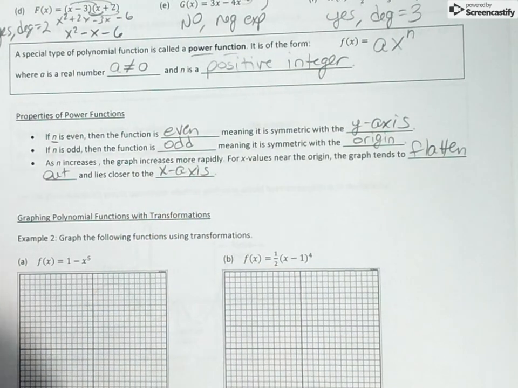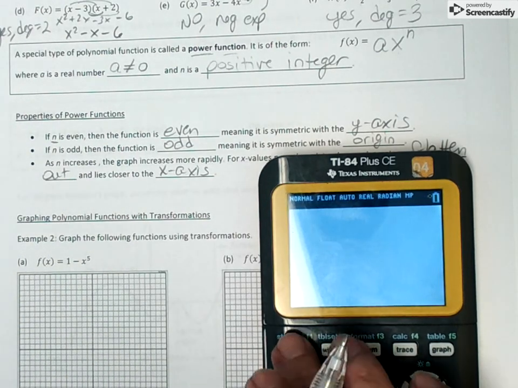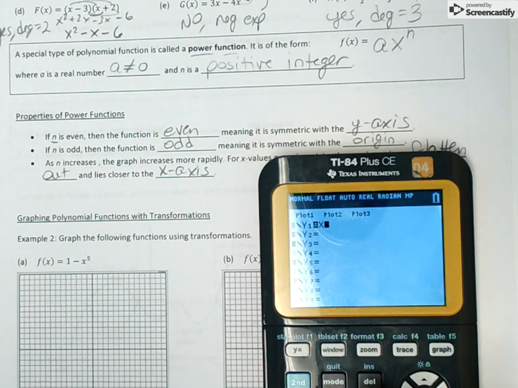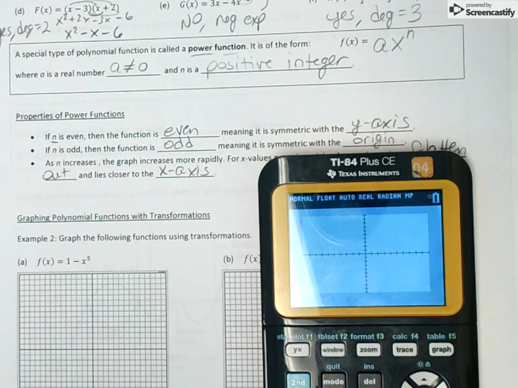So grab a calculator if you don't have one handy, and we're going to take a look at some of these. So for example, if I were to go into y equals, and let's just put x raised to the 4th power. Let's take a look at that graph. It looks similar to a quadratic, doesn't it? Which is just x to the squared power.